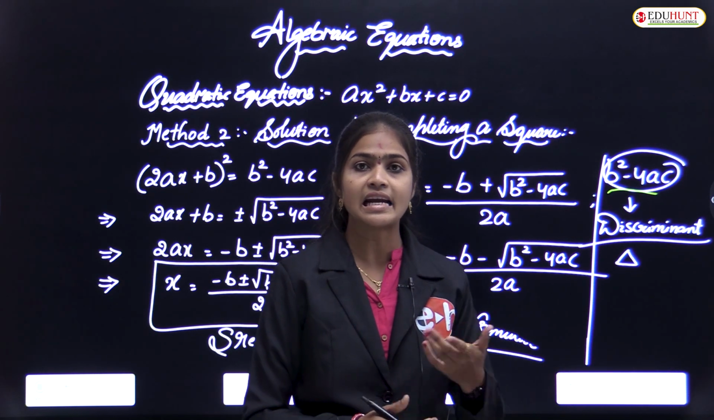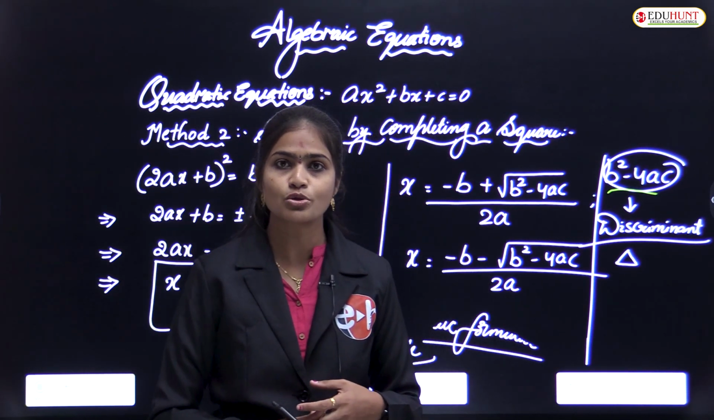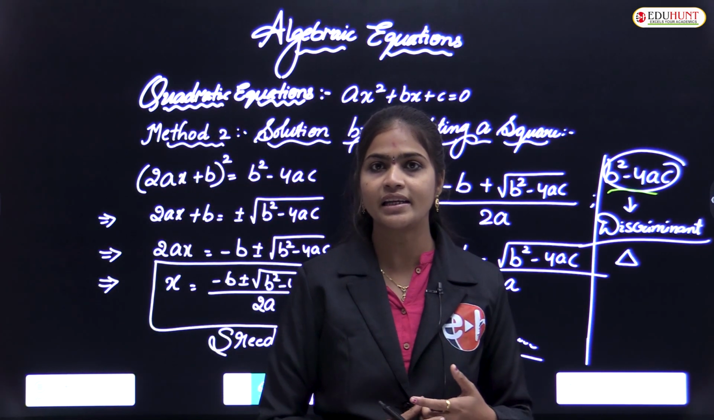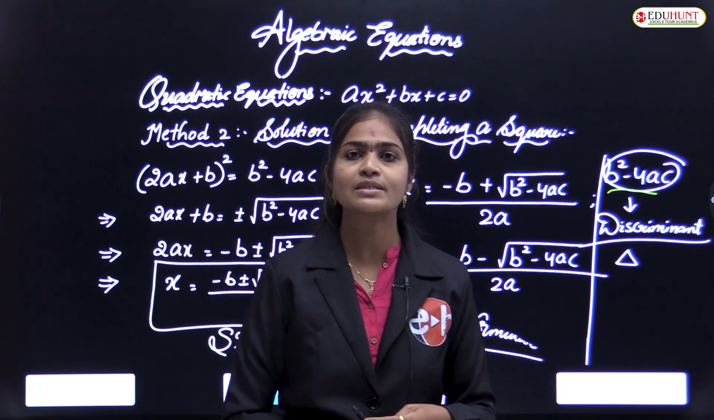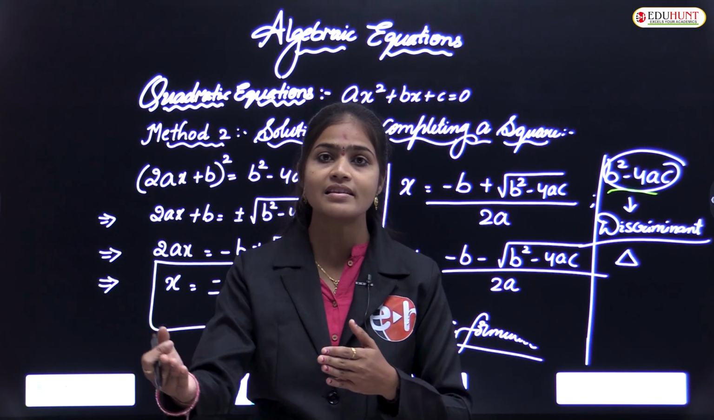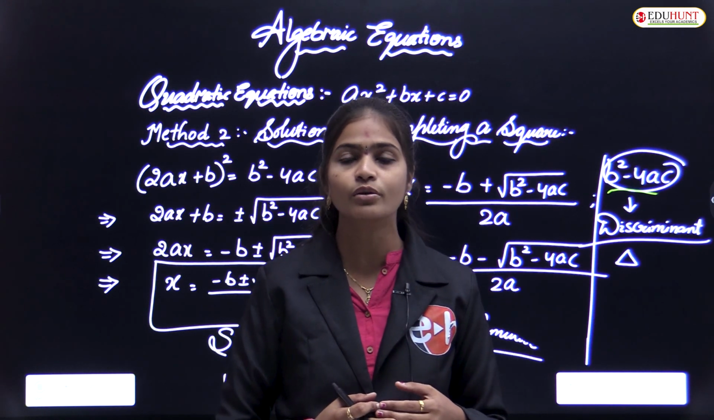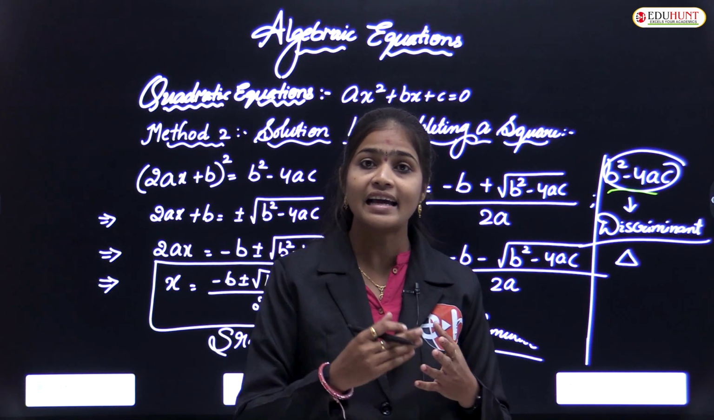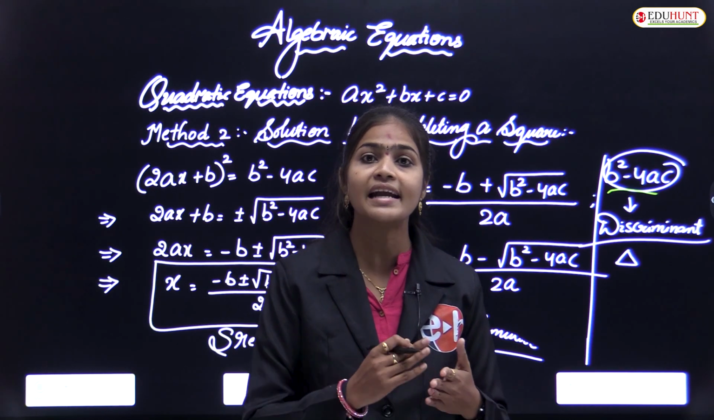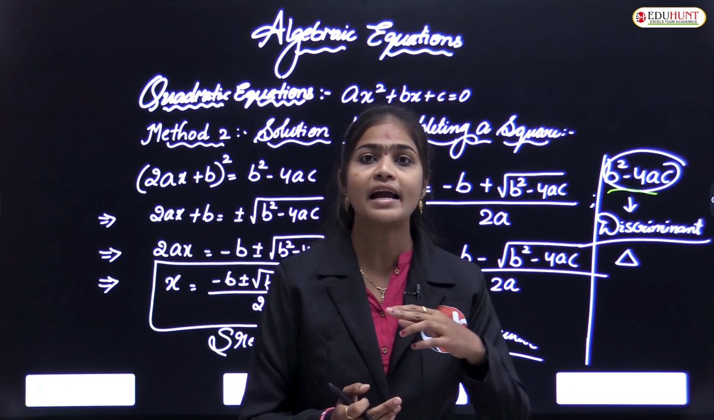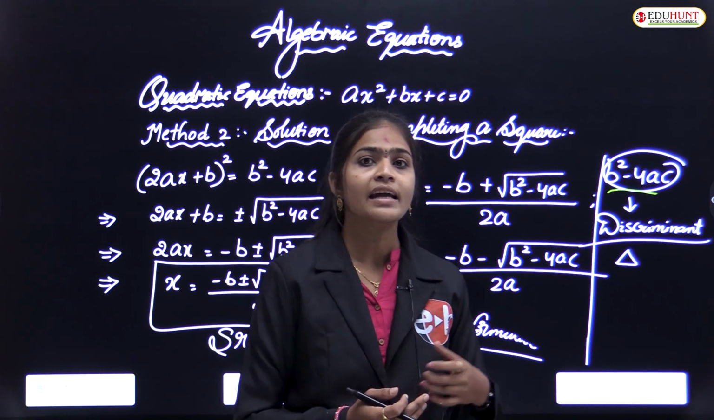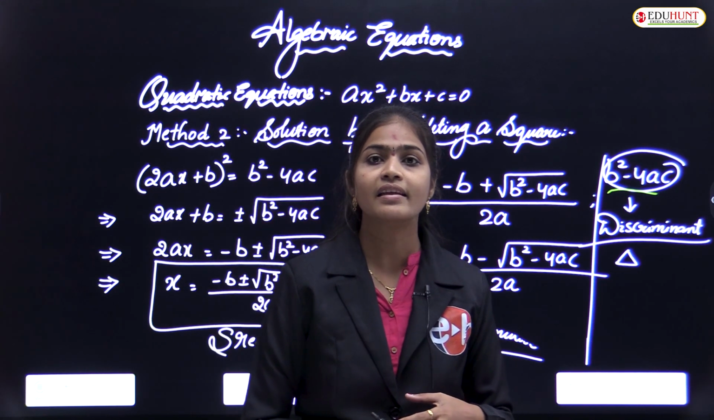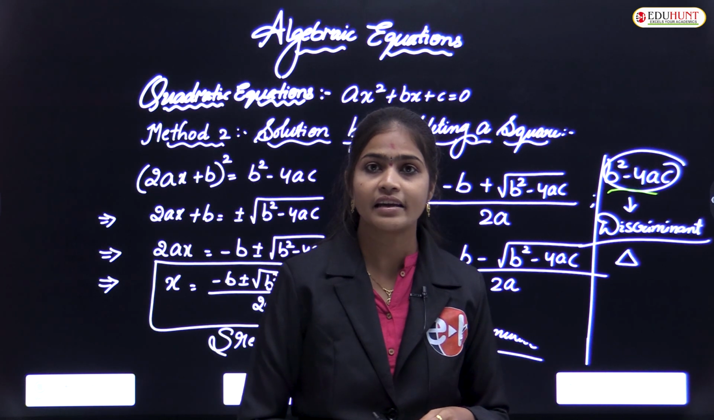B square minus 4ac is greater than 0, b square minus 4ac is equal to 0, b square minus 4ac is less than 0. Those conditions are not given in the material, I will tell you orally. If the b square minus 4ac value is greater than 0, meaning positive values, then the values are real and distinct, two different real values you will get. If the discriminant is equal to 0, then the roots are real and equal.